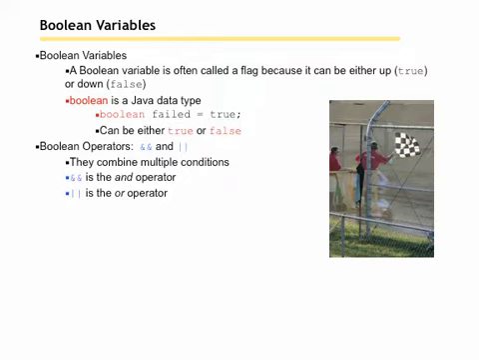There are 3 Boolean operators that we will be using in this class. The double ampersand is the AND operator. The 2 pipes is the OR operator. And finally, not shown on this slide, but the exclamation point is the NOT operator.